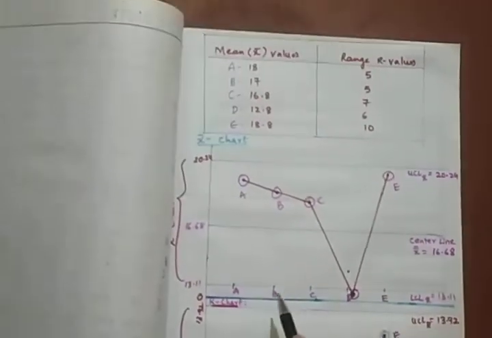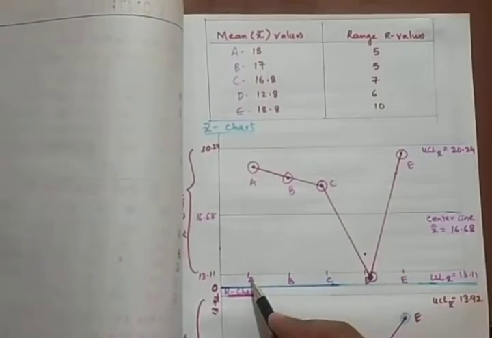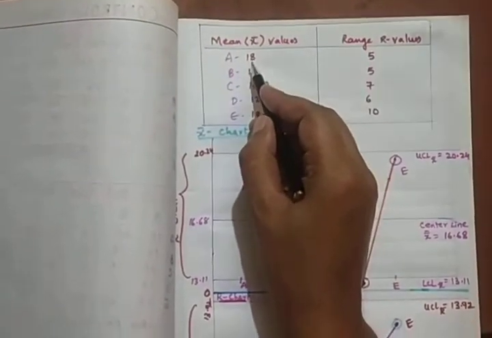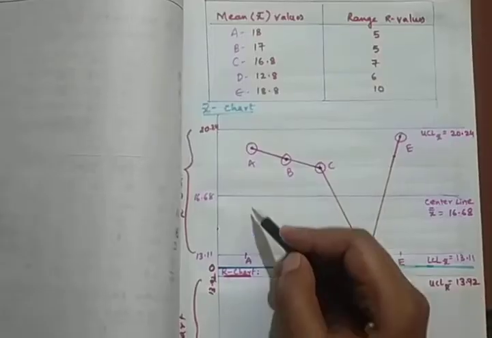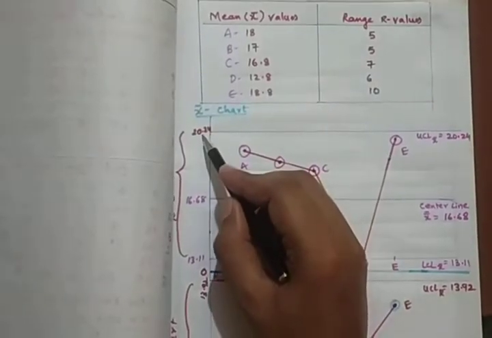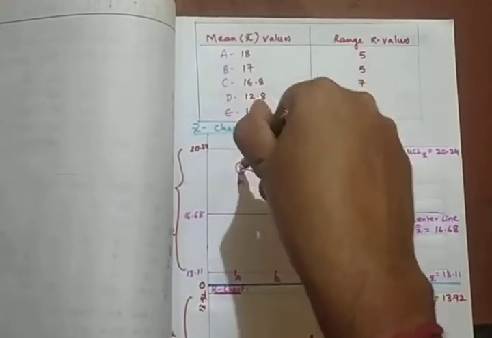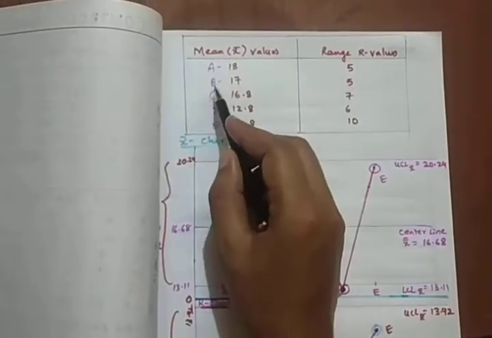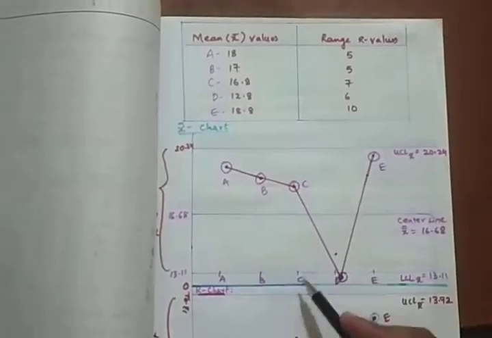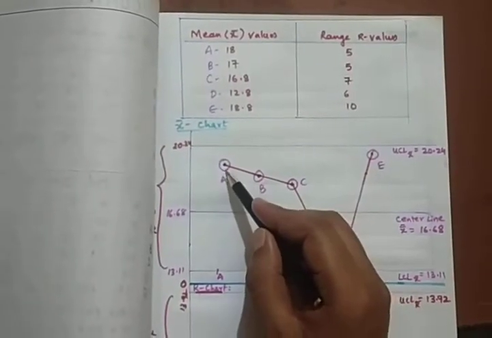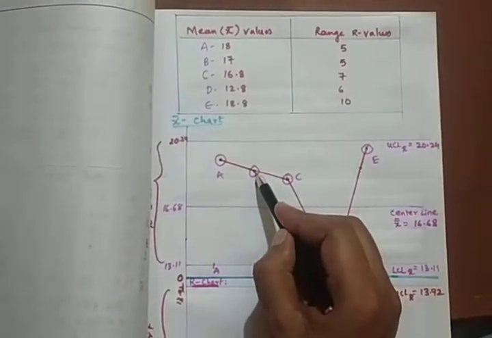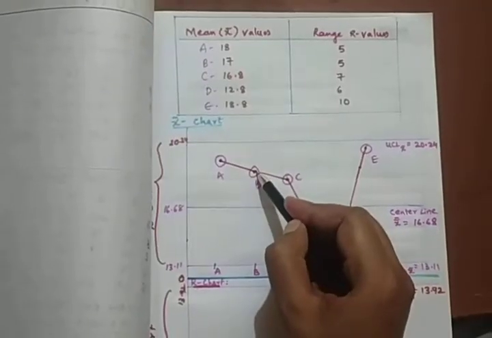Now for sample A, what is the value here? You have 18, so I need to plot 18 here. Here the UCL is 20.24, so 18 I will be placing here. That is what I marked, the point 18. Similarly, the second point B is 17, which is below 18, so I plotted B at 17 here.